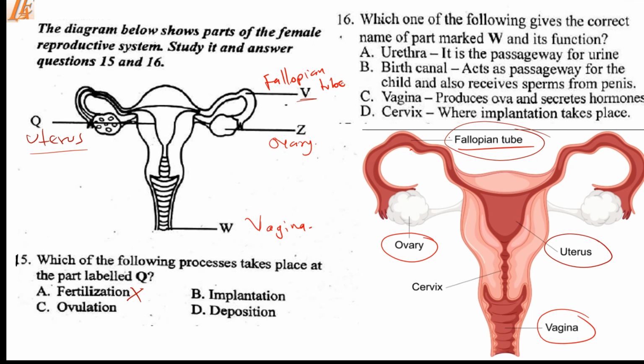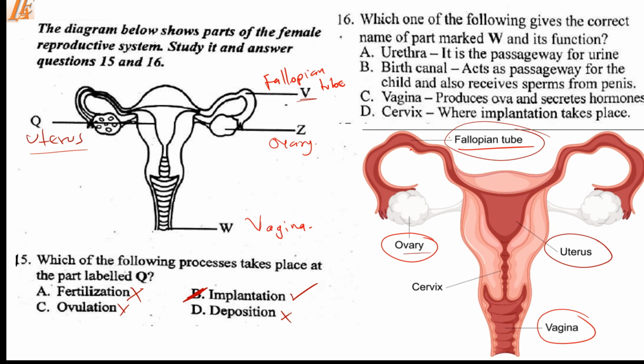Then B, implantation, we have said in the uterus, that's where implantation takes place, so this is correct. Then C, ovulation. Ovulation takes place in the ovary, so this one cannot be. And then D, deposition. Deposition does not take place in the uterus. So the correct answer here is B. B is implantation. Implantation takes place in the uterus.